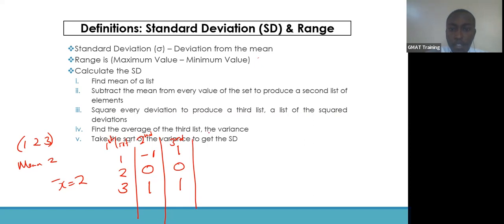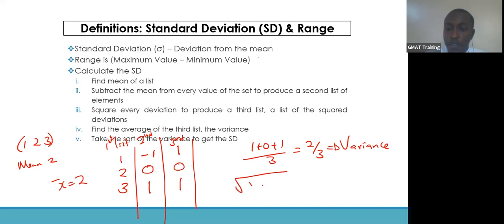All right, after finding the third list of squared deviations, what do we do? We find the average of the third list, that's the variance. And how do we find the average? That's 1 plus 0 plus 1 divided by 3. This should be 2 over 3. This is what we call the variance. Right? Now take the square root of the variance to get the standard deviation.